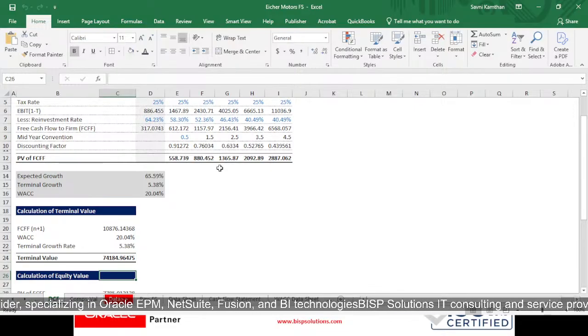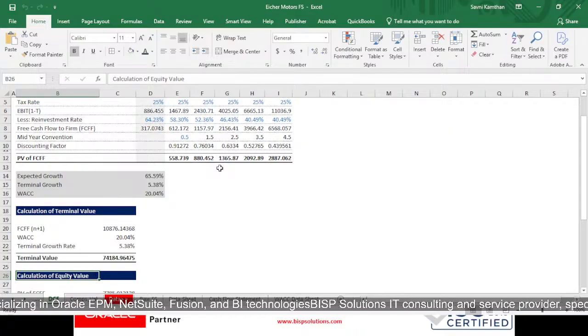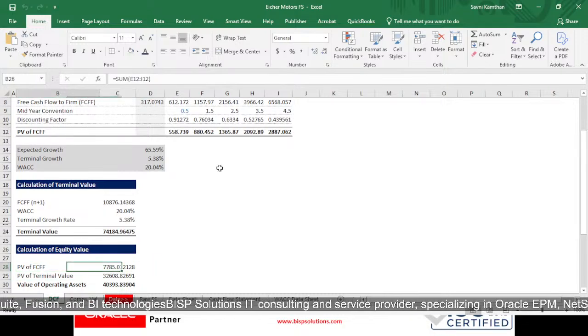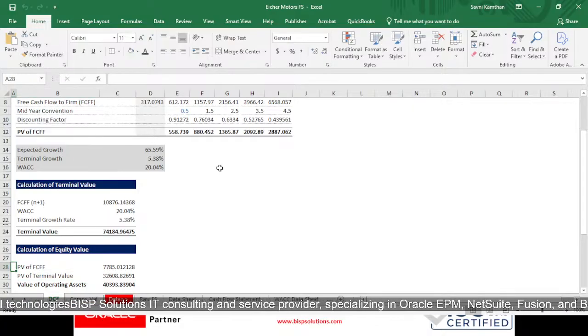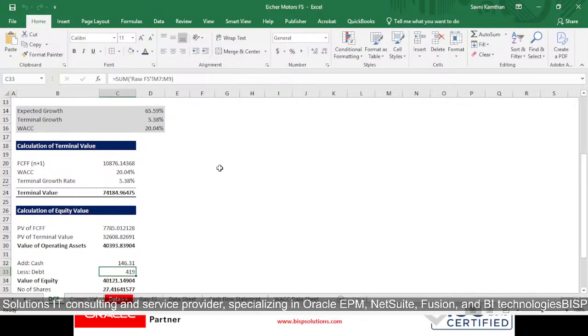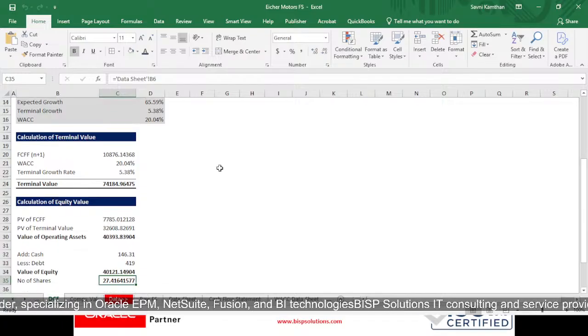Then comes value of the firm, which is the calculation of equity value or enterprise value, we can say. The sum of our present value of FCFF, which is 7,785 crores, and subtracting the debt from that, which is 419 crore, we got our equity value as 40,121.57 crores. This is what our equity value calculation was about.